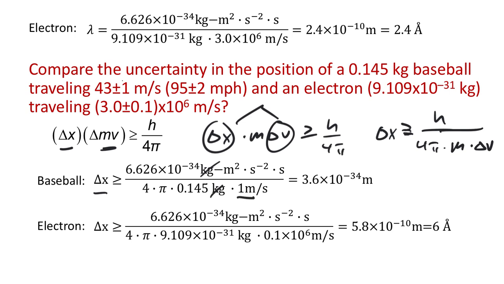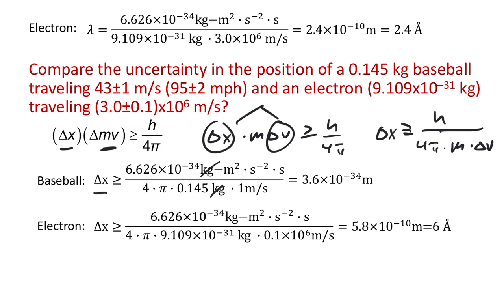It's the plus minus that matters, and we don't have to double it or anything. Whatever that plus minus is goes into the equation. That's our uncertainty in the velocity. So for v plus or minus delta v, it's the delta v that goes into the equation here. So we plug in 1 meter per second for the uncertainty for the baseball, and that gives us an uncertainty on the order of 10 to the minus 34 meters.